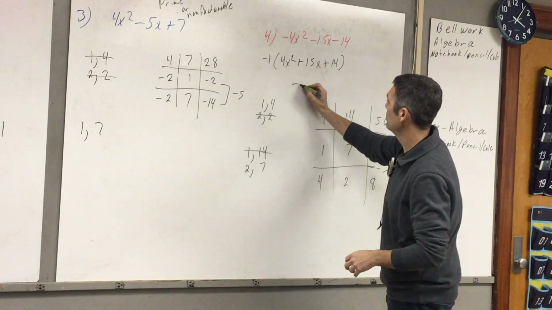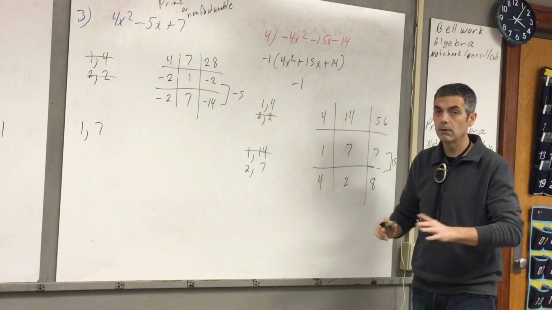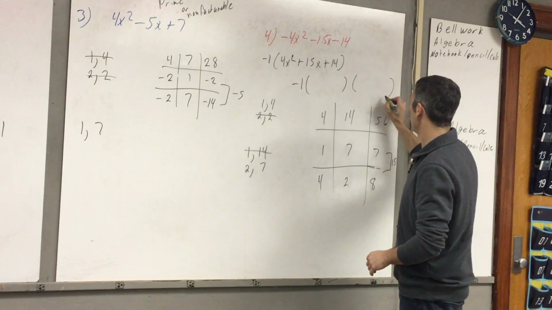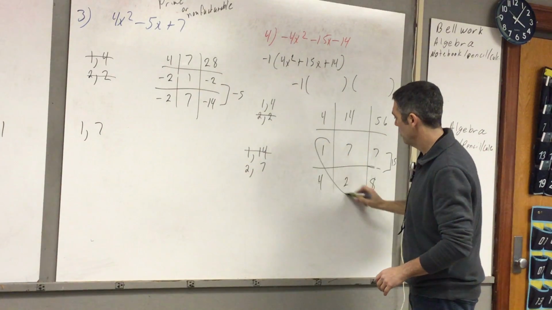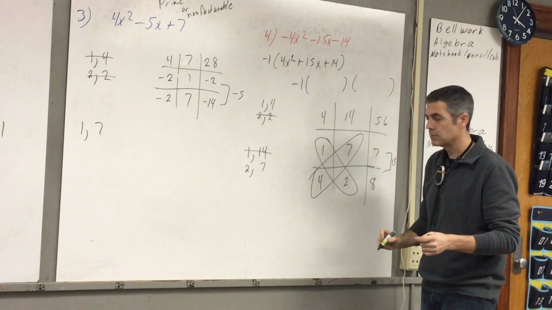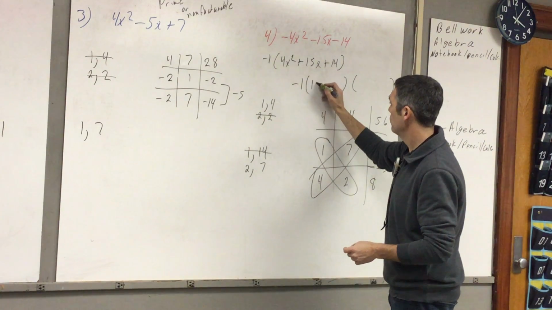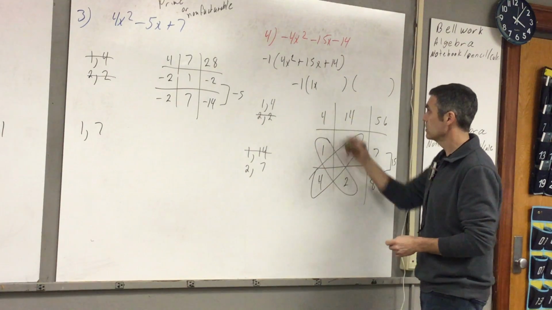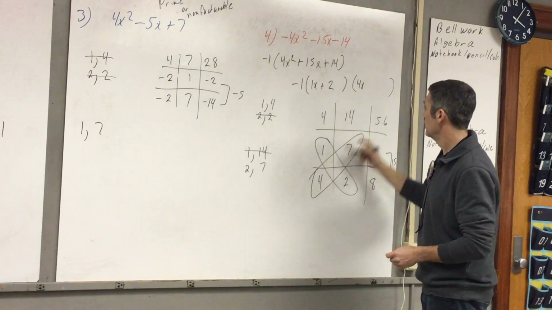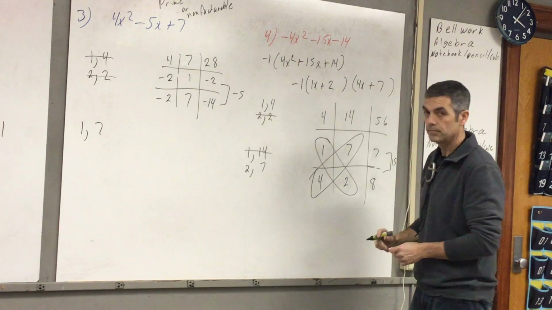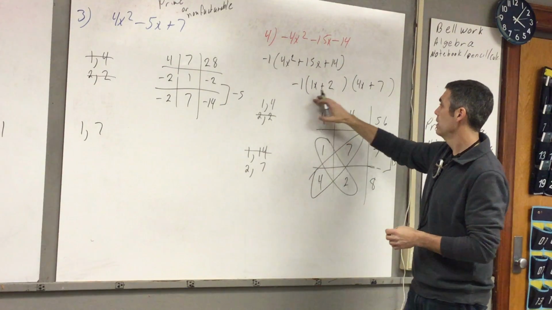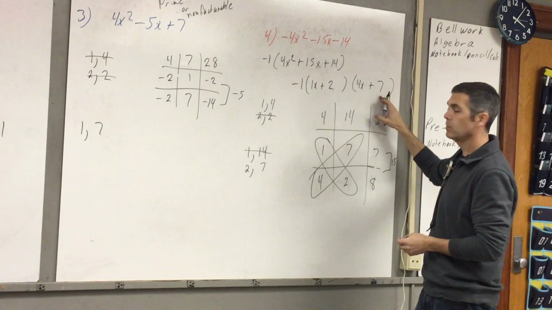Now we need to rewrite it. We still have our -1 up here. Don't lose that, right? And then we have our binomials here. We have this one, and we have this one, and you got to make sure to put them in the right spot. This goes here with the x. This goes here. This goes here, or x plus 7. Okay? There is our solution. -1, 1x plus 2, and 4x plus 7.